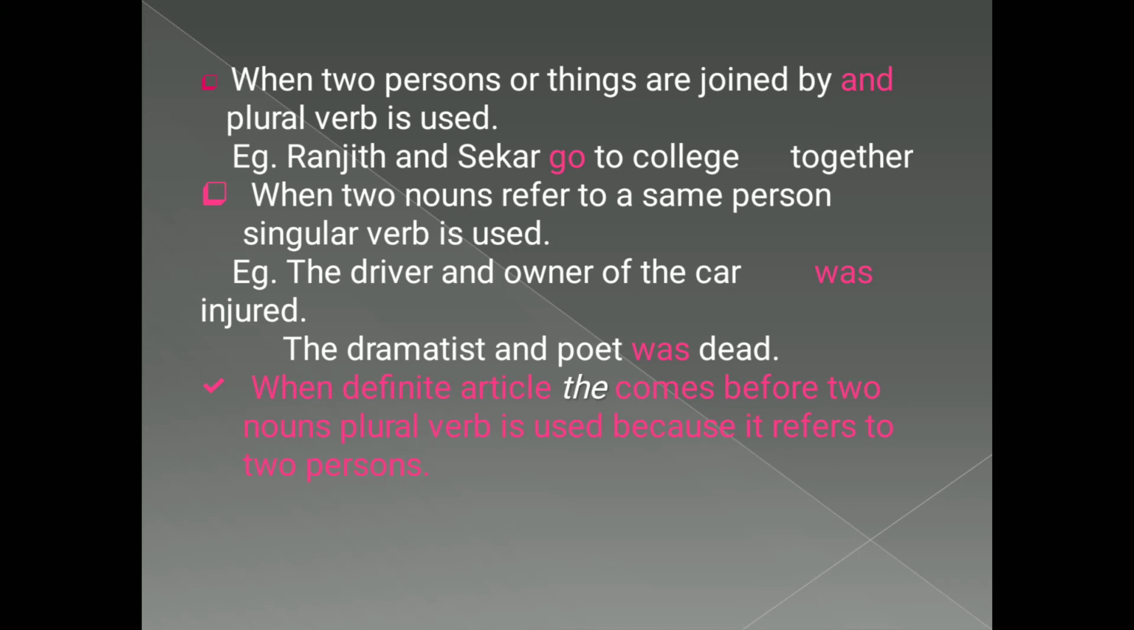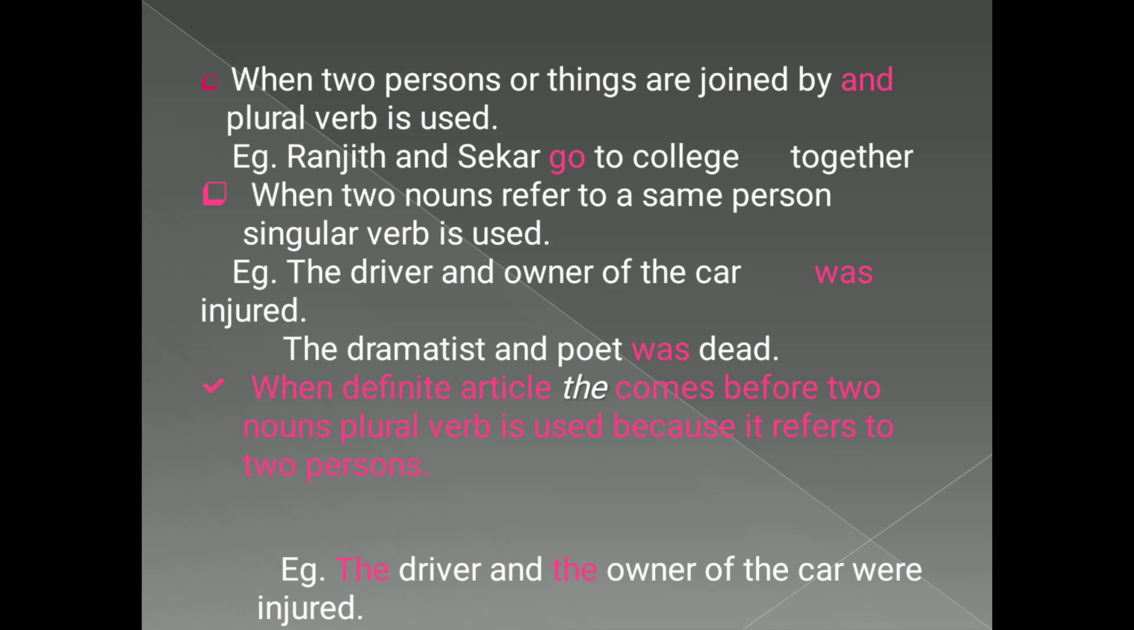When the definite article the comes before two nouns, you have to take a plural verb because it refers to two persons. Look at the example: the driver and the owner of the car were injured. Here we are using the definite article the to indicate that it refers to two persons.